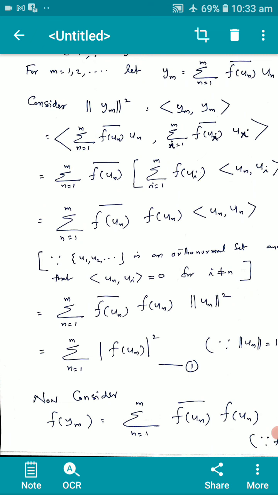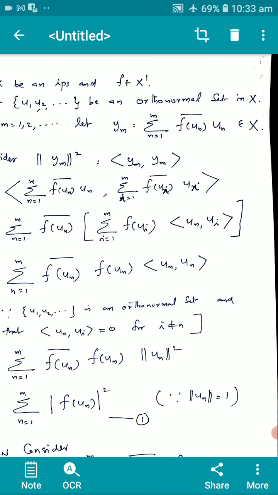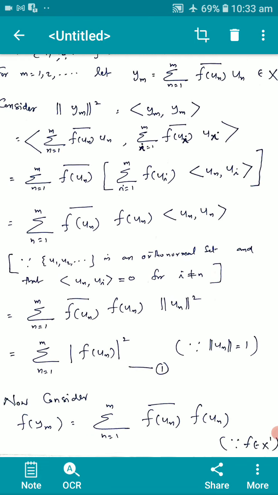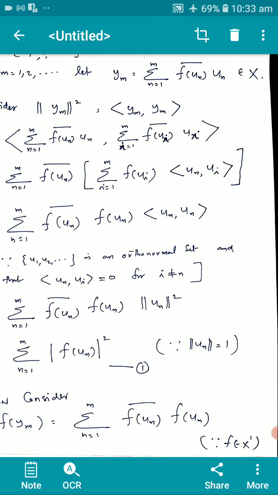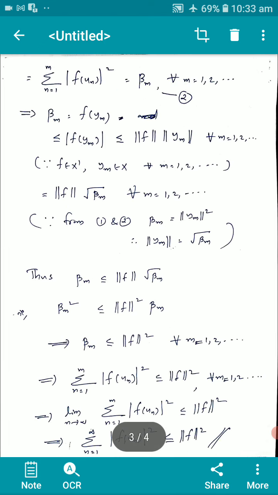Now consider f of ym. What is f of ym? Ym is sigma n equal to 1 to m f un bar un, and f of ym is a linear function. Of course f is an element of x star, so you can take sigma n equal to 1 to m f un bar into f of un. This is equal to sigma n equal to 1 to m mod f un square, you call it beta m, and call it result 2, for m equal to 1 to etc.